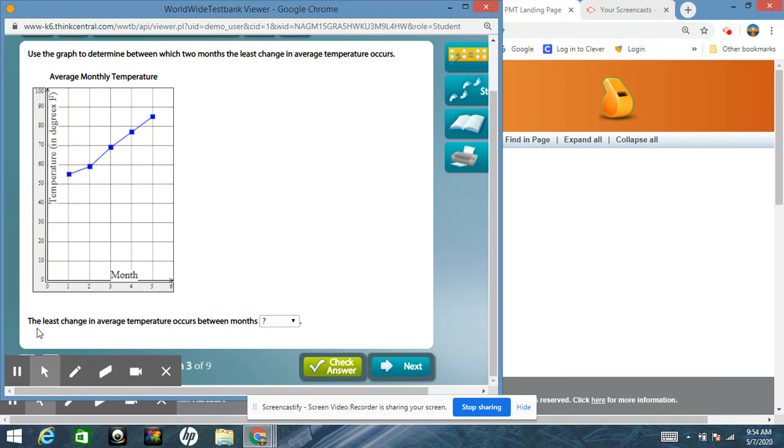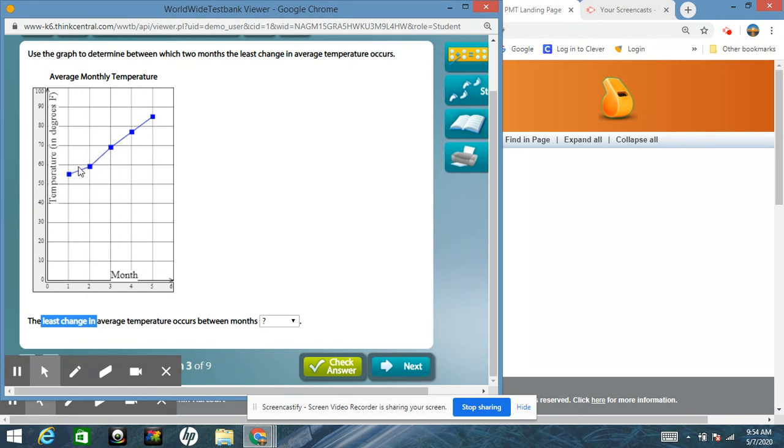This one you're just looking, my question says the least change. That means the one that didn't have as much of an interval. I can see, if you look here, this is about 78 and this is about 85. So that's about 7 spaces in between, okay? You could check the other ones or you could look just at the lines there.